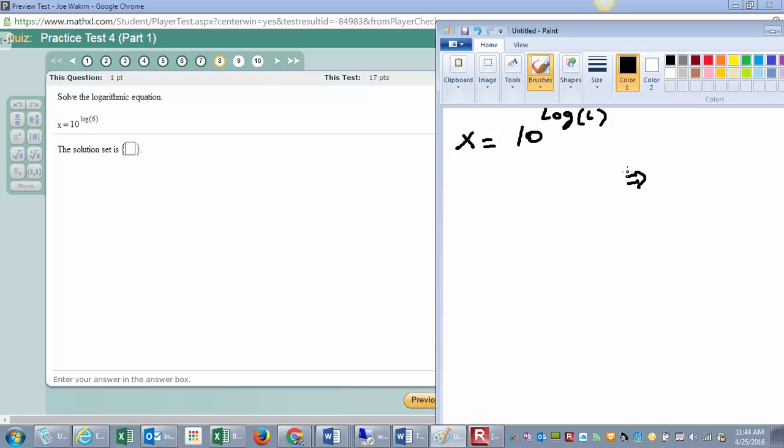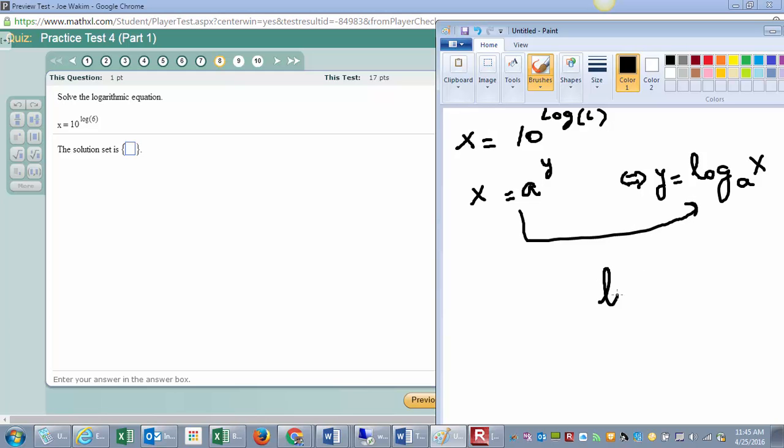This is equivalent to y equals log of x base a. Now here we have a to the y. A to the y equals x, so a to the y should be on this side. A to the y equals x. Okay, so x is the same, it's not going to change. So when we write this exponential in a logarithmic form, we're going to have log of x.